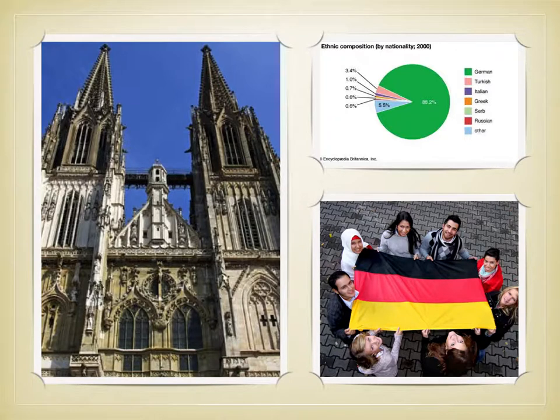It is also predominantly Roman Catholic, with about 29% of the population being Roman Catholic. Next is Protestant, about another 20% is Protestant. There's also a 4% Muslim population, and the rest is mostly Orthodox Christian.